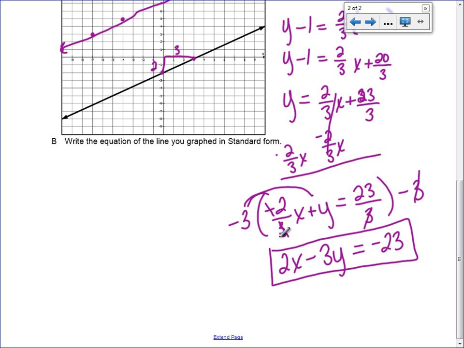And so that's point slope form. You just plug in and then you use it to translate that equation into the form you are asked for. So that's point slope form.